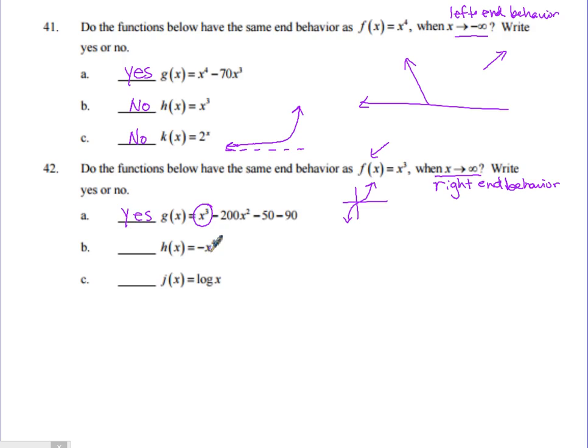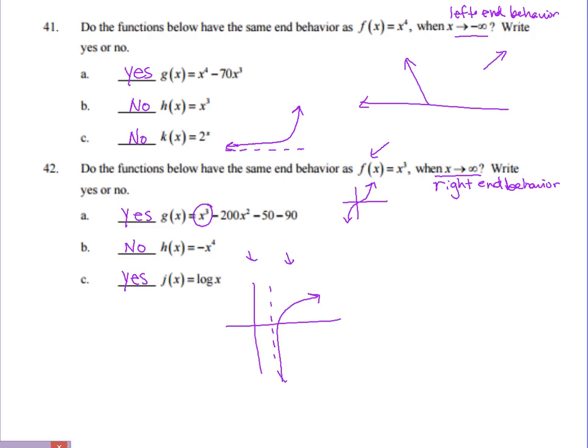Here, negative x to the fourth. So x to the fourth, even power, so same, and they're both going down. So down, down. As I go to the left, here we're going up, here we're going down. So this one has different. So no, they are not the same. And a logarithm has an asymptote and a function like that. So here we're going up to infinity, here we're going up to infinity really slowly, but we are actually going up to infinity. So that would also be yes.